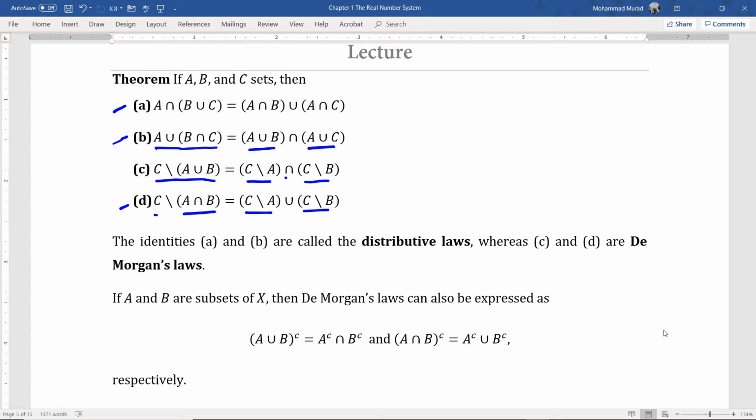The identities A and B are called the distributive laws, whereas the identities C and D are called De Morgan's laws, named after the famous British mathematician and logician Augustus De Morgan, who lived from 1806 to 1871, who also introduced the term mathematical induction, which we will discuss in some part of this lecture.